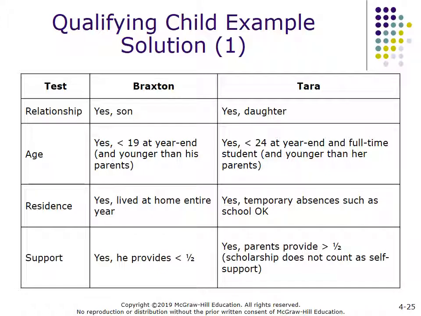Let's look at Tara. Tara's their daughter. She's less than 24 and a full-time student. Does she live with her parents? Yes, because the assumption is she's temporarily absent from home because of school, and that's okay. And her parents provide more than half of her support. We don't count her scholarship, so she does not provide more than half of her own support, so she's also their qualifying child on their tax return.